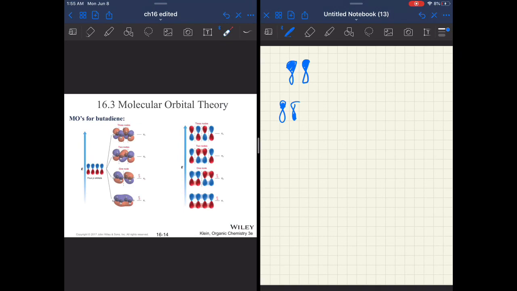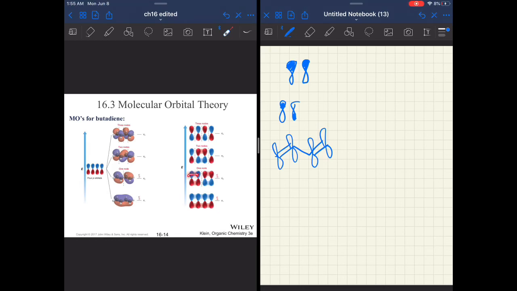Now, when we think about butadiene, butadiene has 4 p orbitals. And so, as such, all 4 p orbitals were equal in energy. These are your atomic orbitals here. There are 4 of them, so when they blend together, we get 4 molecular orbitals. And the way they blend together gives you higher or lower energy. If everything is in phase with one another, it's all constructive. This is going to be your lowest energy orbital.